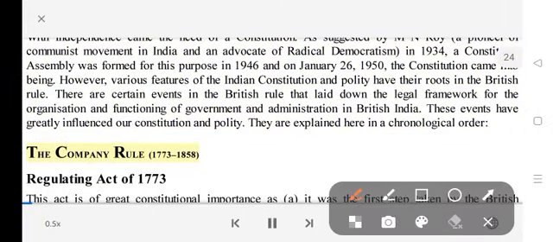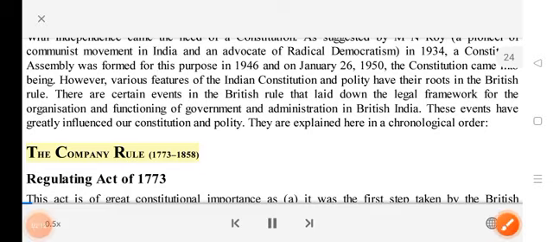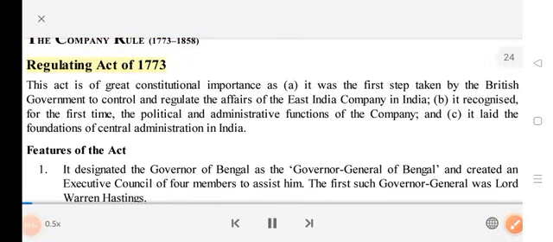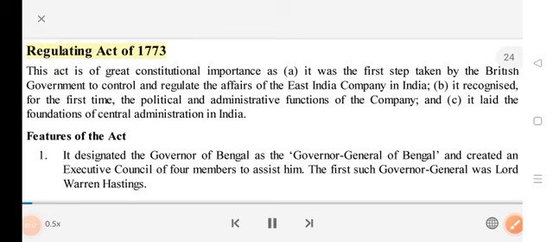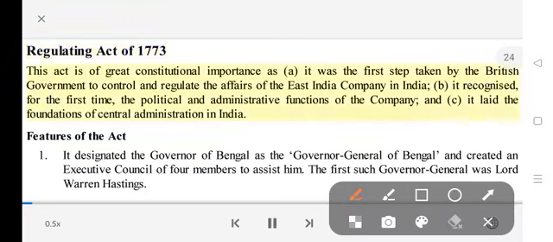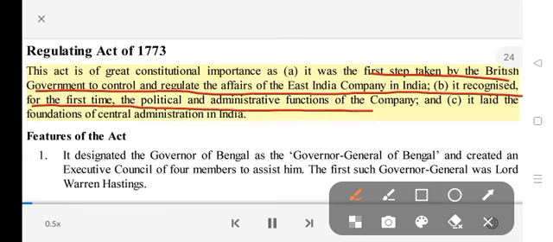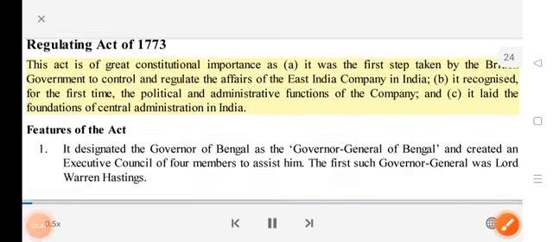The Company Rule, 1773-1858. Regulating Act of 1773. This act is of great constitutional importance as A. It was the first step taken by the British government to control and regulate the affairs of the East India Company in India. B. It recognized, for the first time, the political and administrative functions of the company, and C. It laid the foundations of central administration in India.